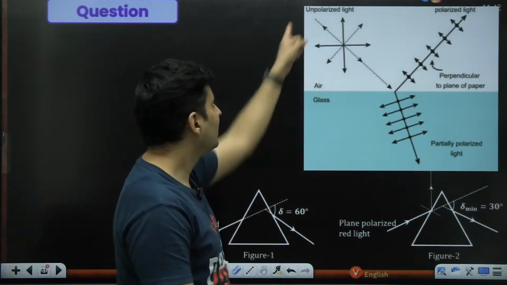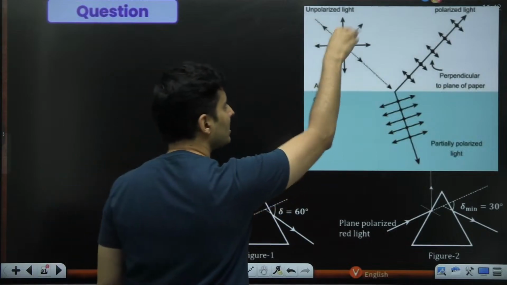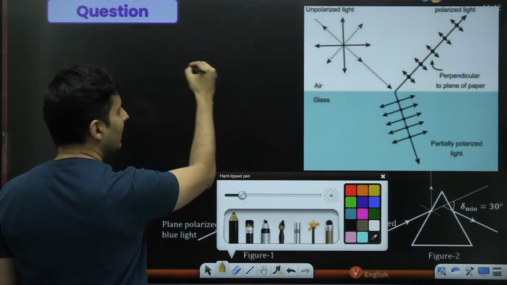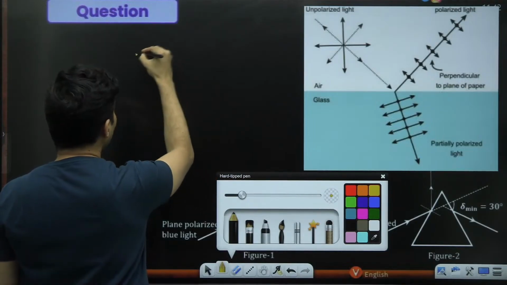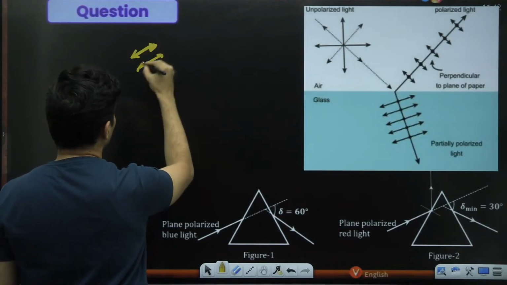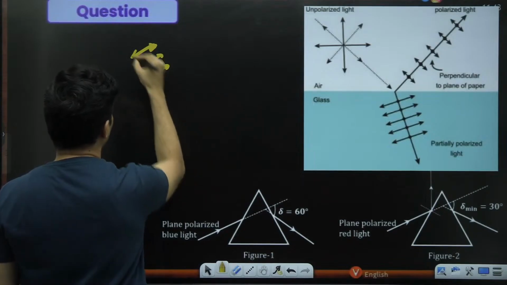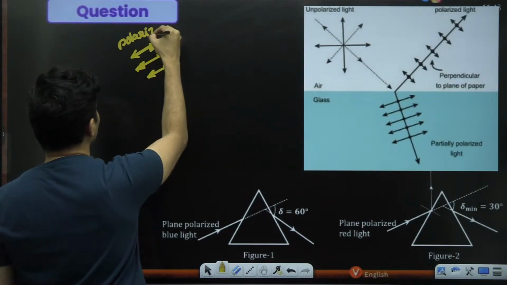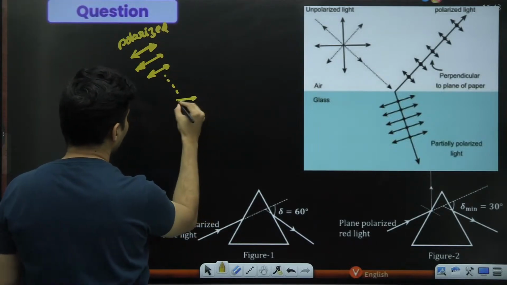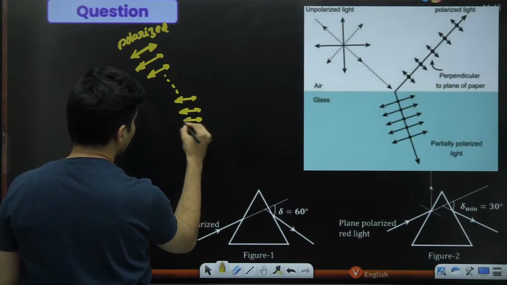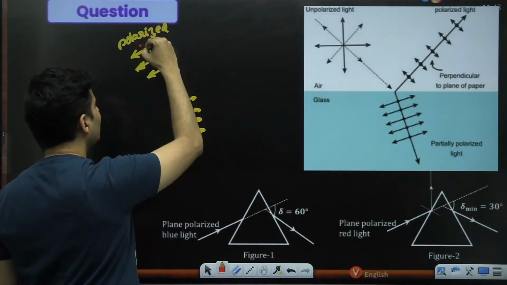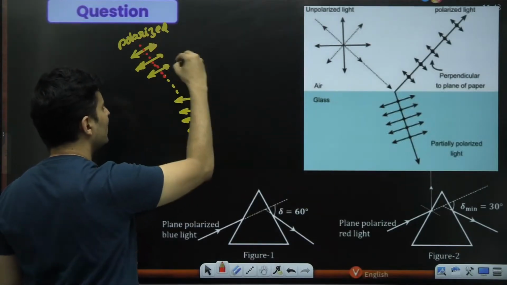Now just imagine this was for unpolarized light, which has oscillations in all the directions. Just imagine the light which is falling has only oscillations in this particular direction, not all the directions, only one particular direction. The light which is falling itself is polarized. So when it gets refracted, okay, fine, the refracted light will still be polarized, but the reflected light has no component of oscillation in this direction.